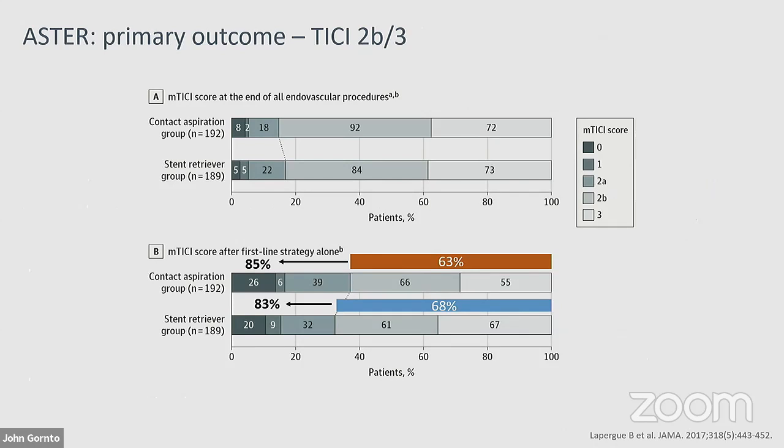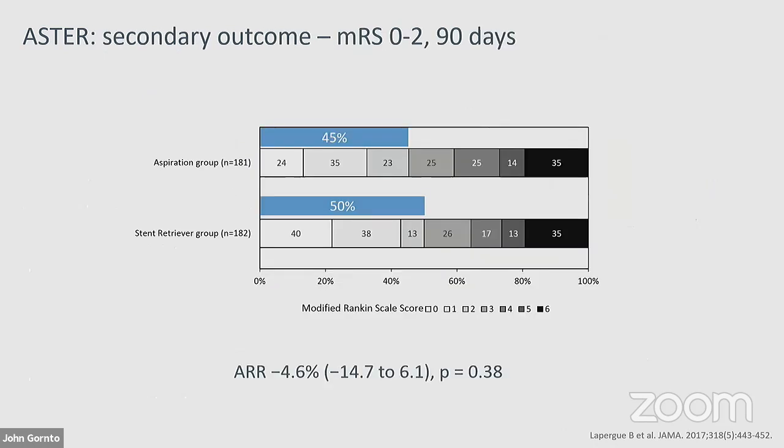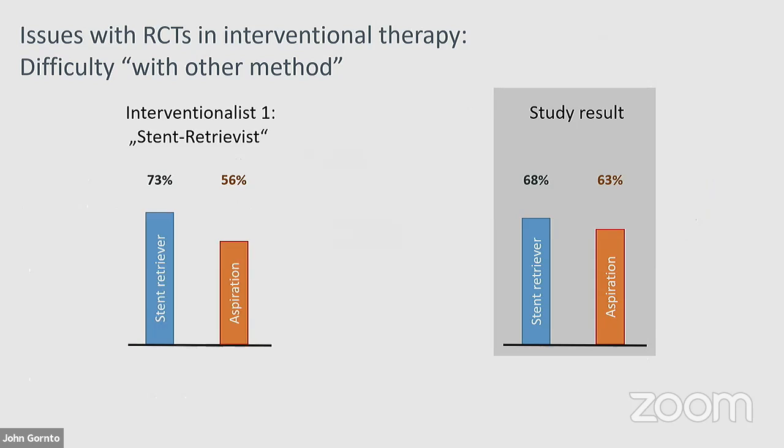And then after switching to the other technique, it was almost equal, and there was no real difference in clinical outcome. But it's really hard to understand what this actually means, and I'd like to explain to you why. Let's assume you have a study result like this one from the ASTER study: aspiration 63% primary recanalization, and stent retriever 68%. But what does it mean exactly?